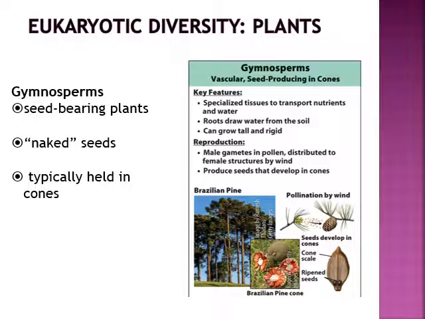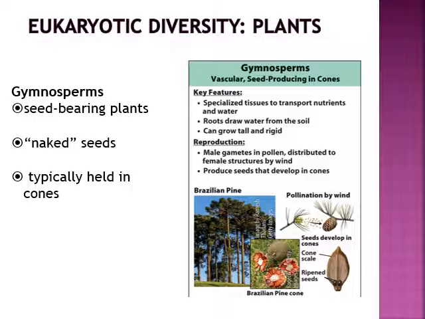Okay, up next we have gymnosperms, and then we'll go into the angiosperms. But gymnosperms, gymnos is Greek for naked. So these are essentially our naked seeds, which means that they're typically held in cones. And again, they're vascularized, so they can grow up pretty tall and strong and be able to transport nutrients and water throughout the plant, again, drawing it from the soil.